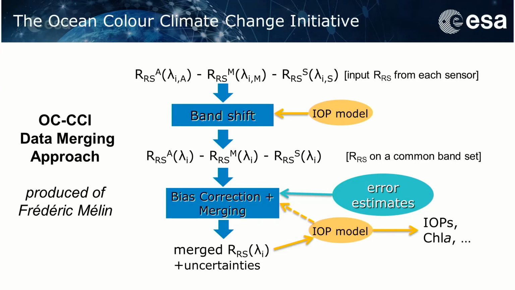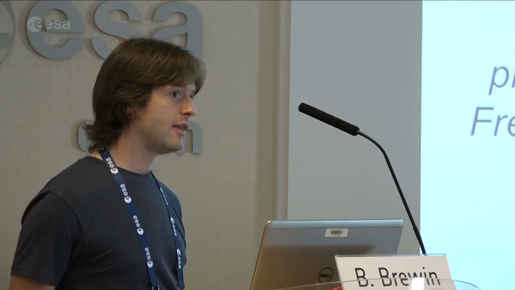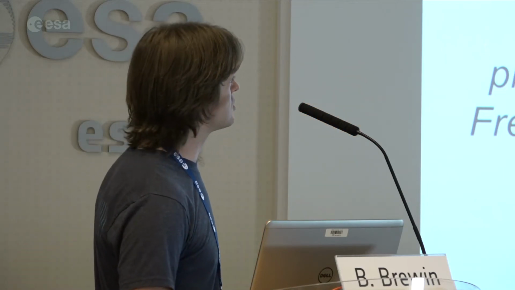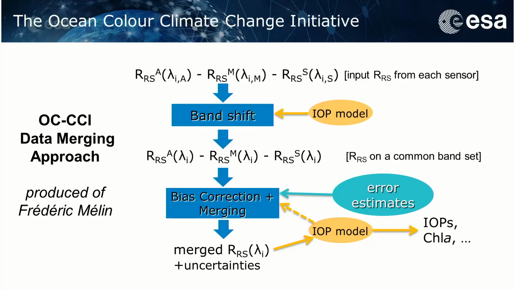Okay, so a little bit about the band shifting. To do that, we actually use an inherent optical property model. So what we do is we take the reflectance data from these different platforms, we invert it to get to our inherent optical properties, and then we band shift on the inherent optical property level and then go back up to reflectance. So it's all documented, a lot of work done by Frederick Mellon of JRC. And then once we've done that, we have our common band set.